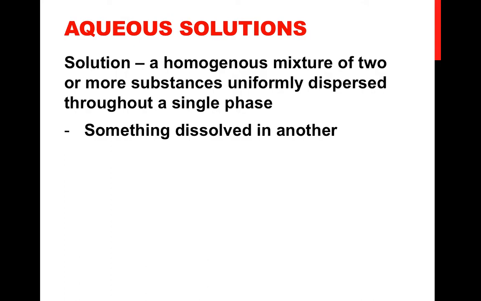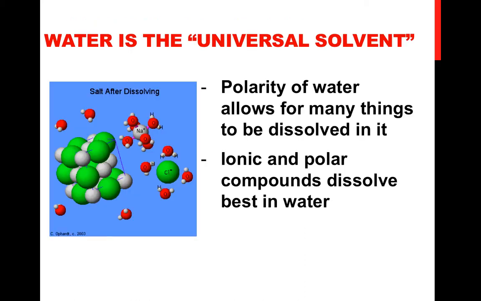A solution is a homogeneous mixture of two or more substances uniformly dispersed throughout a single phase. Homogeneous, that's a big word. Homo means the same. So this looks the same throughout. So that's another word for uniform, okay? It looks the same throughout, and that's a solution. Something dissolved in another substance.